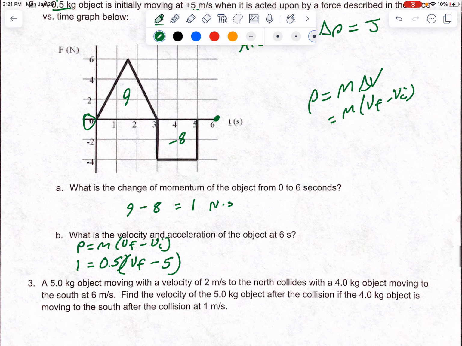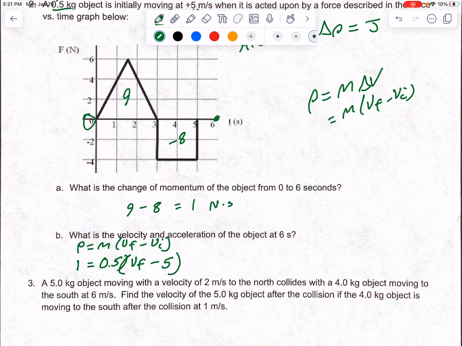Okay, so there are 2 ways you can solve this. The easiest way would probably be to go ahead and divide both sides by 0.5. Be careful with this. What I'm seeing people do is they're doing 1 divided by 2, and that is not the same as saying 1 divided by 0.5. So be careful with that.